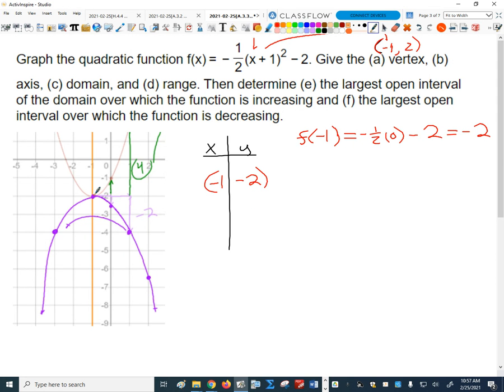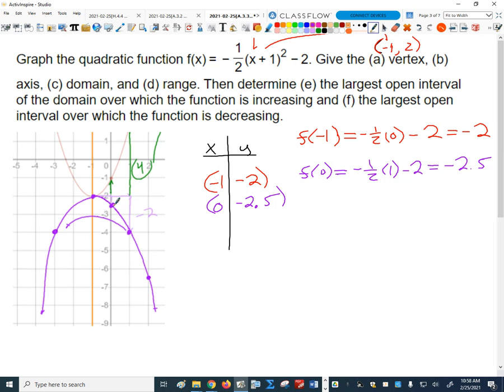And what do you know? Those are the coordinates of that point, right? We already knew that. So that one I already knew, but I could plug in some other ones too, right? What if I want to go 1 to the right of that? So I start with an x value of -1. Now let's plug in 0. I could just calculate f of 0, right? -1/2 times 0 plus 1 is 1. 1 squared is 1. So -1/2 times 1 minus 2, wasn't that just -2.5? We'll just make it a decimal.